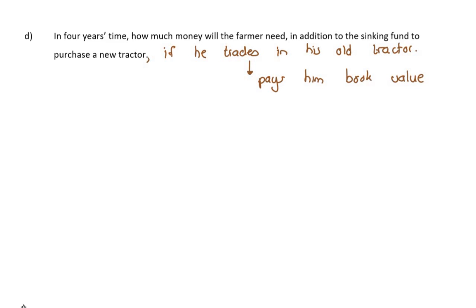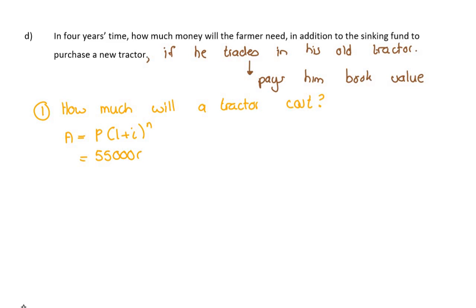So we've got a couple of things to answer in this question. First question I need to ask myself is how much will a tractor cost? Then I'll worry about how much he actually has. So how much will a tractor cost after 4 years? And that means I need to deal with inflation. So I need to say inflation is always compound interest, not simple interest. So my tractor costs 550,000 rand now. I think that says 550,000 rand.